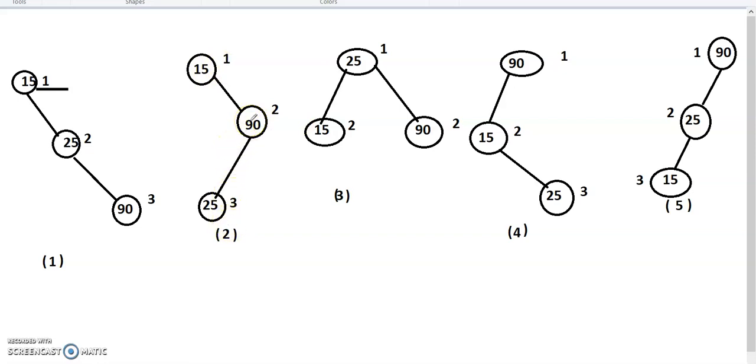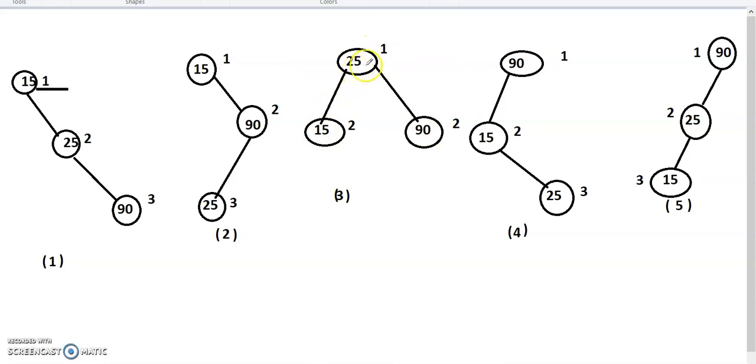Here if we check the binary search tree constraint, 15 contains 90 and 25 as children. 90 is greater than 15 and 25 is greater than 15, but 90 is the greatest, so it is connected to the right side of 15. 25 is greater than the root node 15, but less than 90, so it is connected to the left side of 90. Here in this other tree, 15 is less than 25, so 15 is connected to the left side, and 90 is greater, so it is connected to the right side.